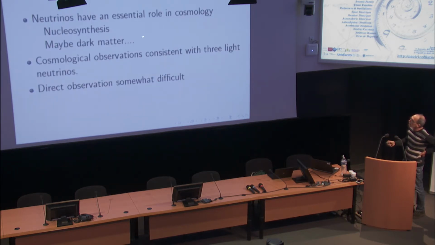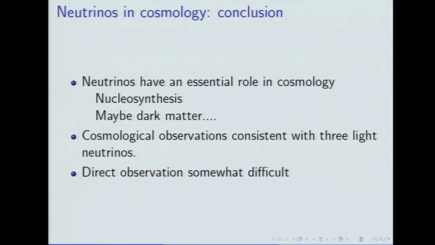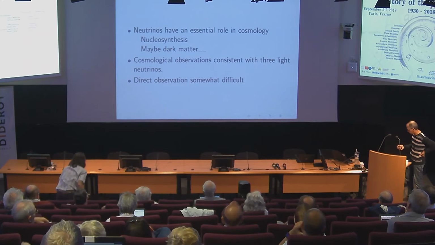Conclusion: neutrinos have an essential role in cosmology and nucleosynthesis by determining how much helium is produced. They may have something to do with dark matter, though that's unlikely. Cosmological observations are consistent with 3 light neutrinos; direct detection is somewhat difficult. Thank you.